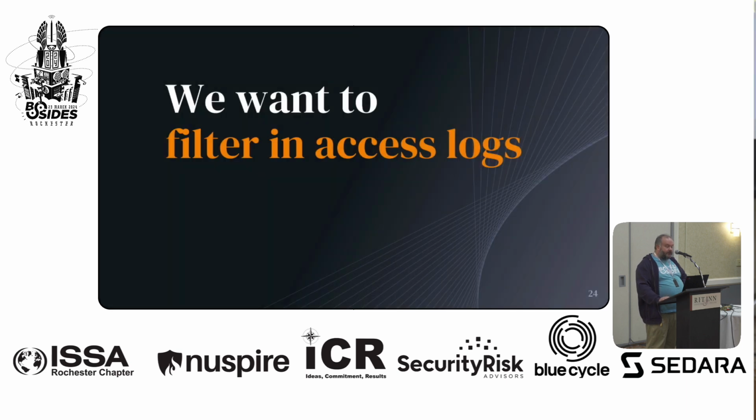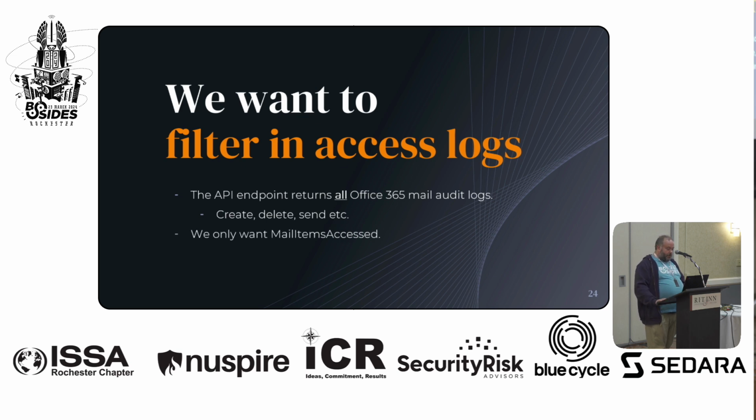Okay, so we've got these logs, and we want to filter in access logs and just drop everything else. Because the API endpoint is going to return to us all Office 365 mail audit logs for the time frame we've specified. It's going to send us creation logs, deletion logs, logs of emails being sent, everything. We are only interested in one operation type for this use case, which is mail items accessed. That's the only type of log that we're interested in because we just want to see what emails an attacker accessed.